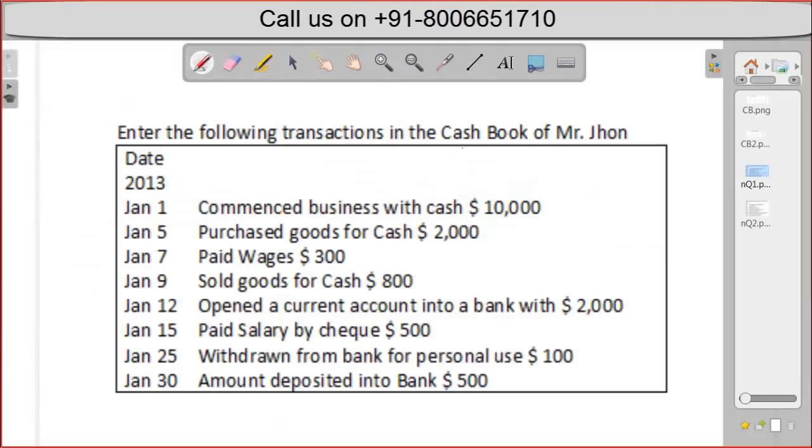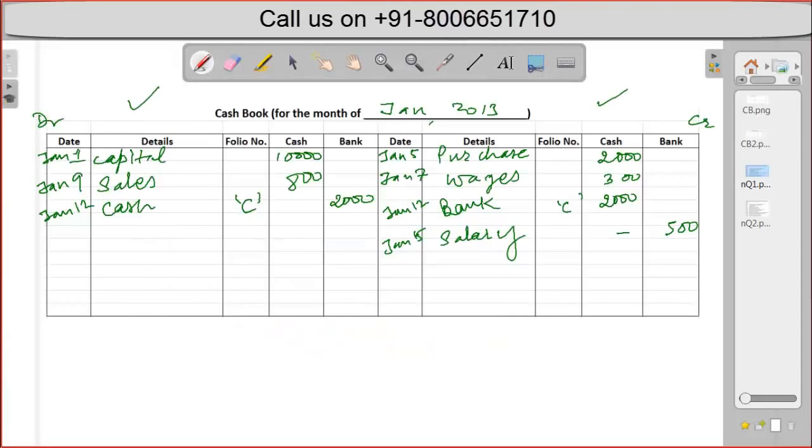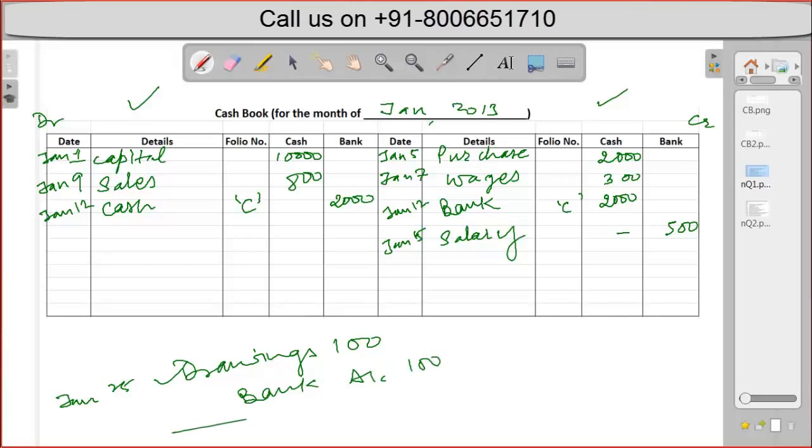Now see the next transaction. We have withdrawn money from the bank for personal use, and the amount is $100, and this transaction took place on January 25th. So see what entry I will pass. On January 25th there is drawings, na? The owner took away the money. So drawings account, this is the owner's account actually, debit the receiver, he is receiving the money, and this money gone from where? From the bank account. So credit the bank account. The bank account is also a personal account, so debit the receiver, credit the giver.